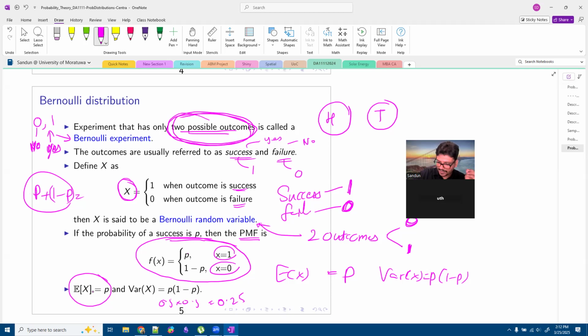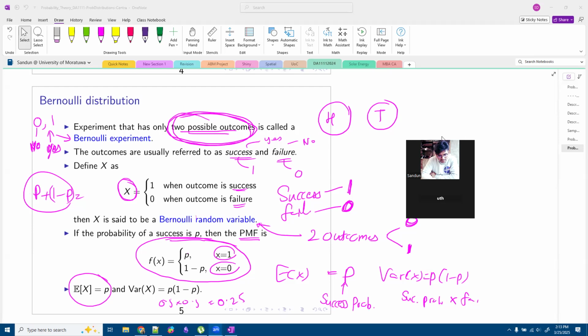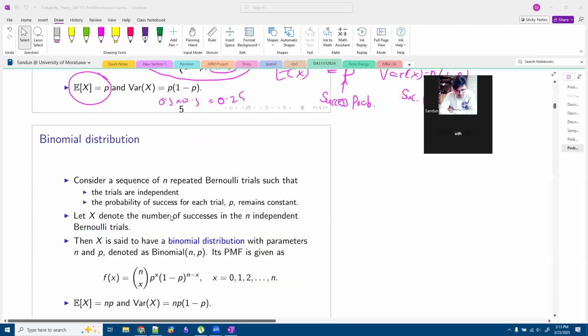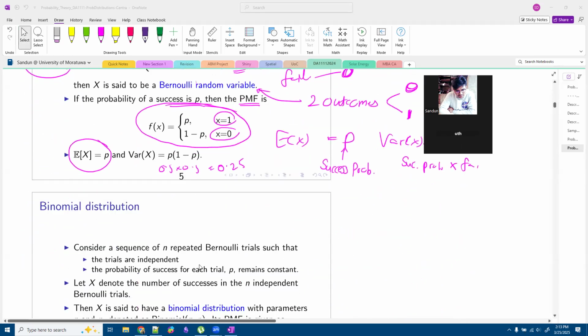Okay, let me repeat it again for you. Expectation is the success probability. Variance is the success probability times failure probability. Okay. So I hope that's clear. Now, let's go down a bit. We have a binomial distribution.